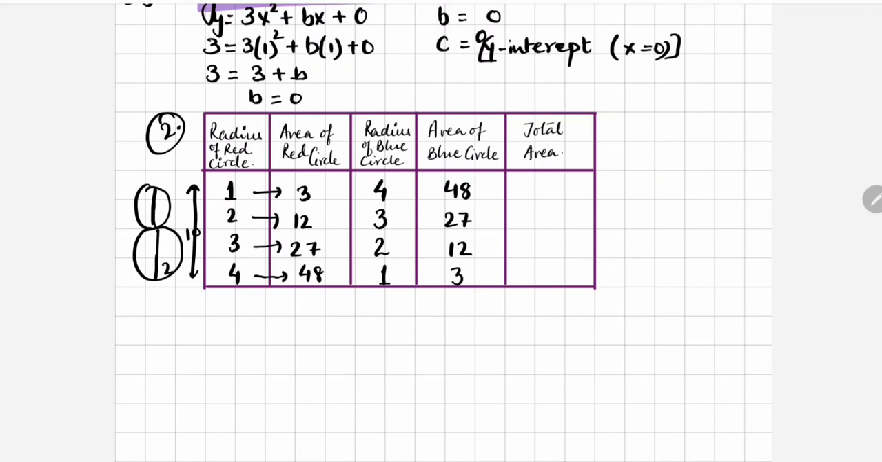So you have to add the total areas. So let me highlight it so we don't get confused. We are adding this column with this column because these are the two areas, right? So that is going to be 48 plus 3 is 51. 12 plus 27 is 39. 27 plus 12 is 39. And 48 plus 3 is 51 again.